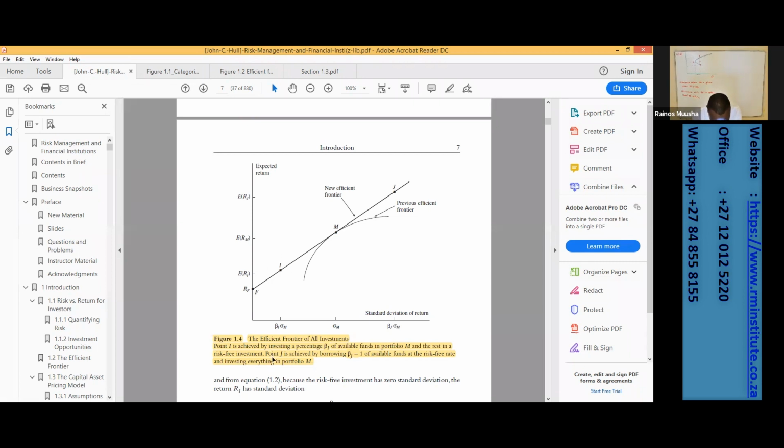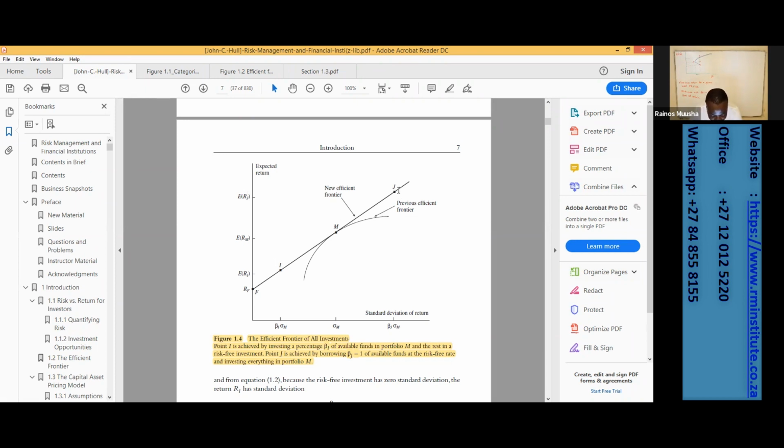Then they also say point J is achieved by borrowing a portion of available funds at the risk-free rate and investing everything in portfolio M. So which means that if you want to be able to achieve an investment which gives you a higher rate of return, like investment J, you are going to be giving more weight to some of your investments in a particular portfolio which will give you a certain expected return, and the rest of your investments you are going to be investing in portfolio M, so that when you're able to get the overall return of your investment there, your efficient frontier is going to be something like that.